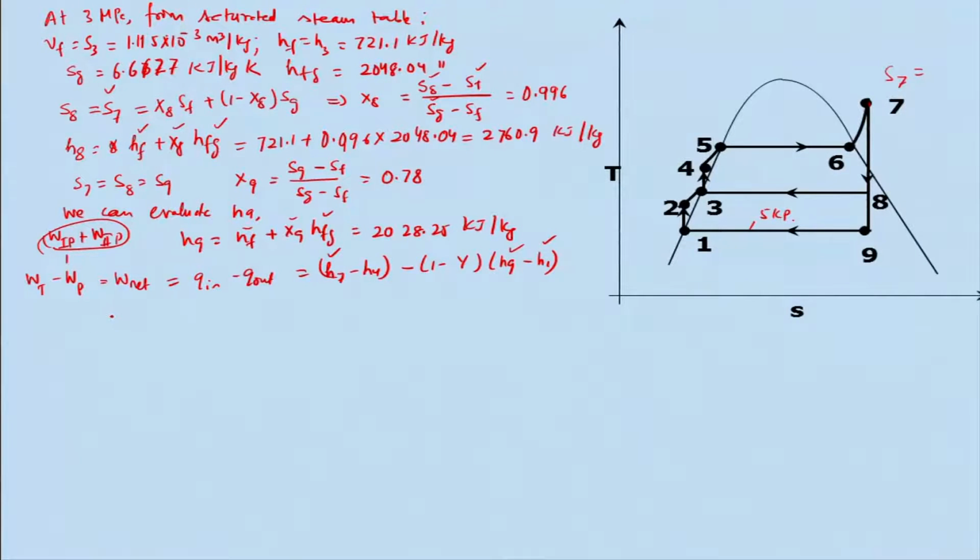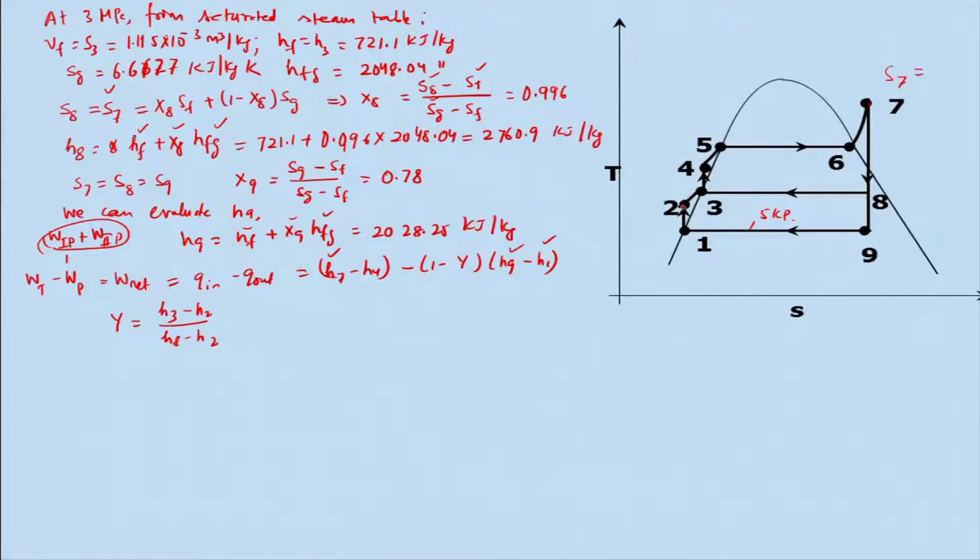What is Y then? Y, if you look at, is basically H3 minus H2 divided by H8 minus H2. Am I right? So, that S3 is known to us or not? So, S3 and S2 is known to us.